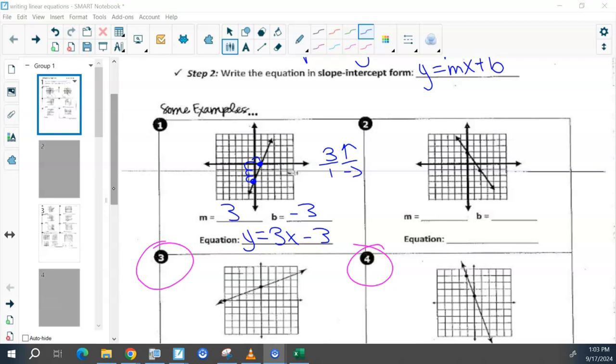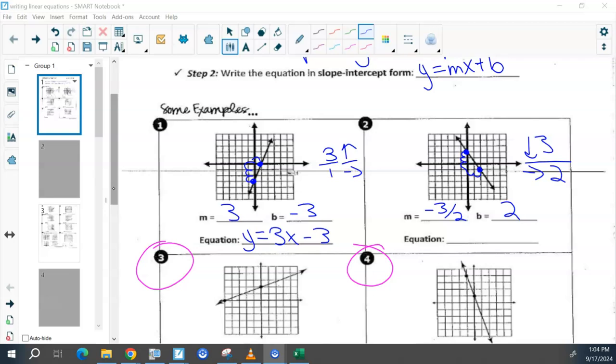Questions on them? On to the next one. So for number 2, same thing. I'm going to show you where the points are. What is that y-intercept? Positive 2. And then we're going to count the slope. So this would be going down 1, 2, 3. And then to the right, 2. So because we're going down, it's going to be a negative 3 over 2.